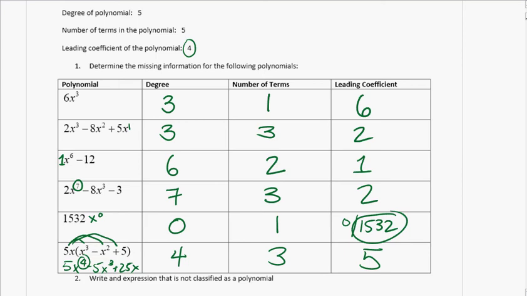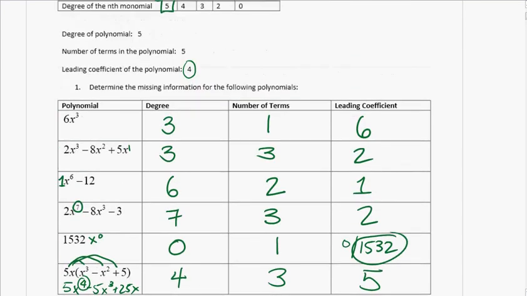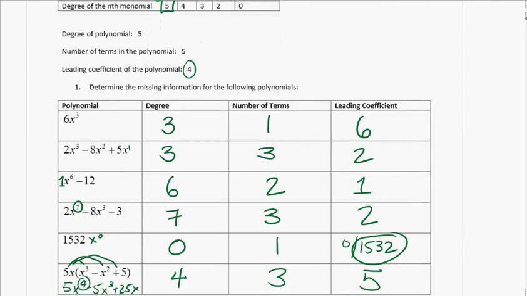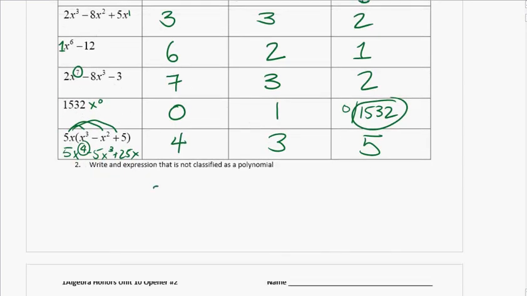So write an expression that is not classified as a polynomial. Well, if you go back and look at the rules, you can't use division, and the exponents can't be non-integers. So you could say, for example, x to the negative 1/2, or 3x to the 0.2, or 1 over x. These are all non-polynomial expressions.